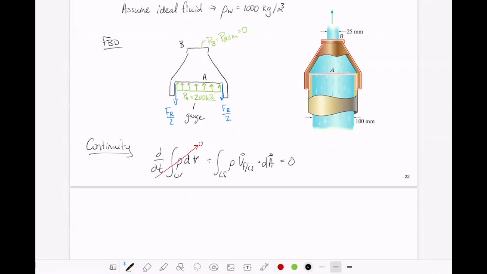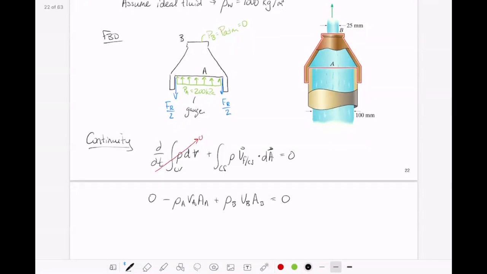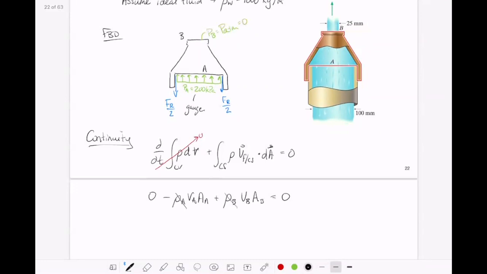So we have 0 minus rho A VA area at A plus rho B VB area B is equal to 0. We don't need to know the density for this because both sides are just equal to 0. So we can just divide both terms by the density. Density is ideal, so it's constant. Rho A is equal to rho B.